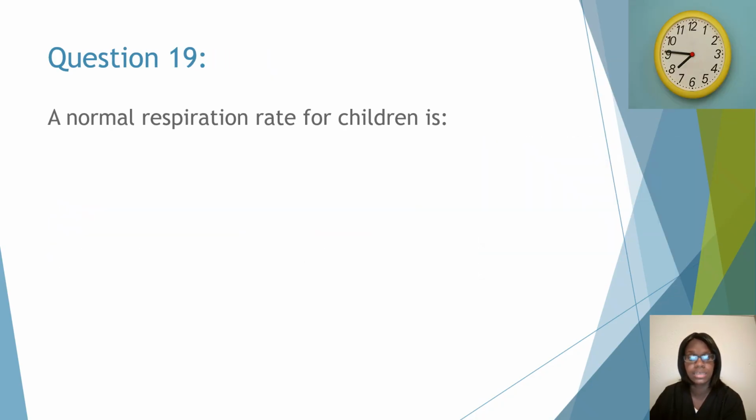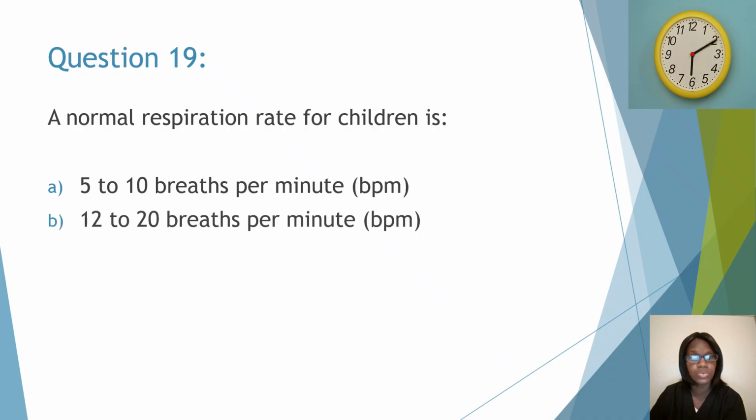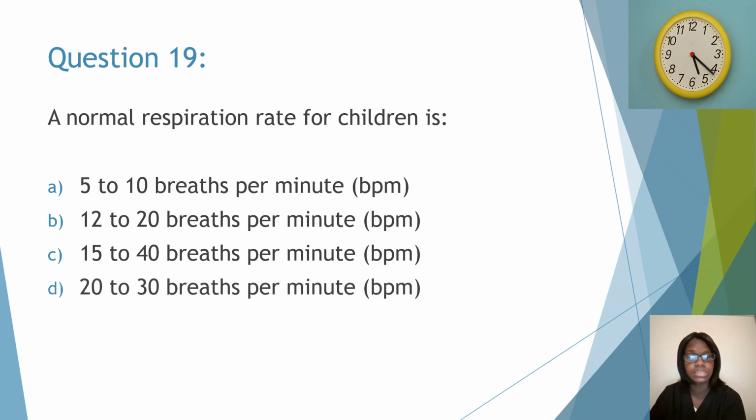Question 19. A normal respiration rate for children is A, 5 to 10 breaths per minute, B, 12 to 20 breaths per minute, C, 15 to 40 breaths per minute, D, 20 to 30 breaths per minute.